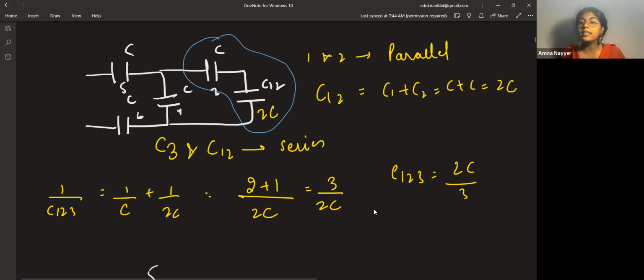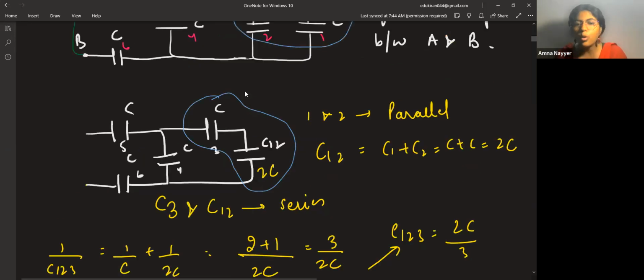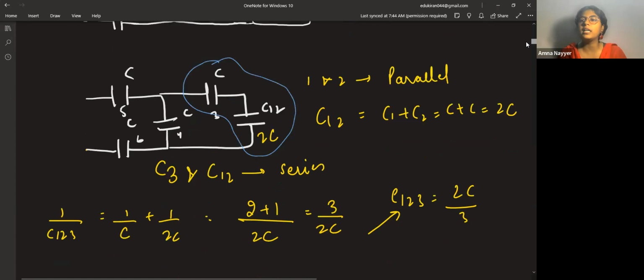Do not forget to reciprocate it. Many students have a habit of leaving their answers like this. Even today, I was checking some papers of other batches. There also, they have done the same thing, 3 by 2C like this. Reciprocate it. The denominator and numerator should be exchanged because our formula is 1 by C equivalent and we require C equivalent.